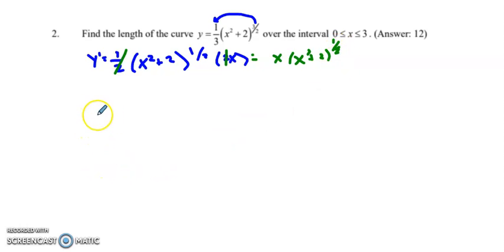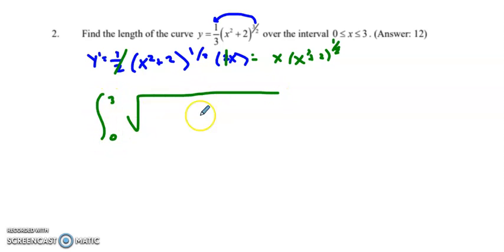And then for the actual arc length, you're going to integrate on the limits that they gave you, which are 0 to 3. And then you have the square root of 1 plus the derivative squared. And if we square this x value, we get x squared. And if we square this square root, we're just going to end up with x squared plus 2. Now, this is not a calculator problem, so we're going to have to do some fancy algebra here.